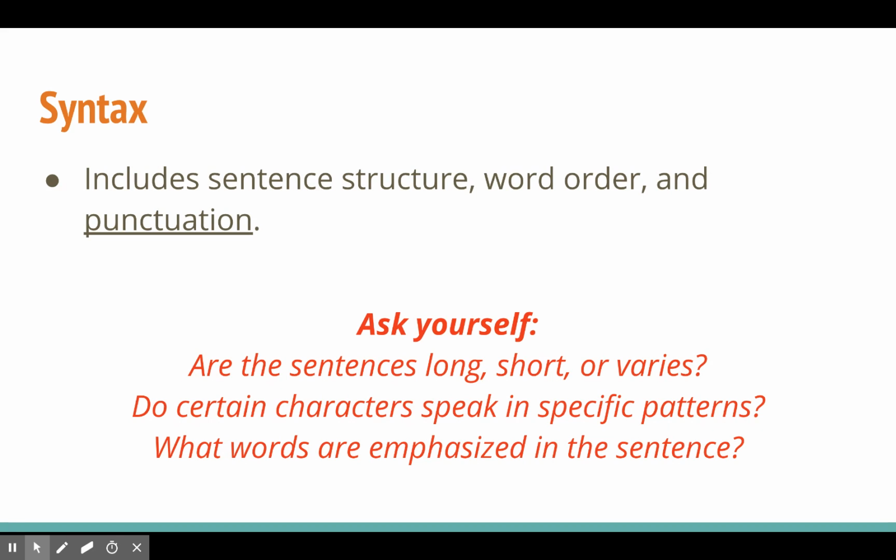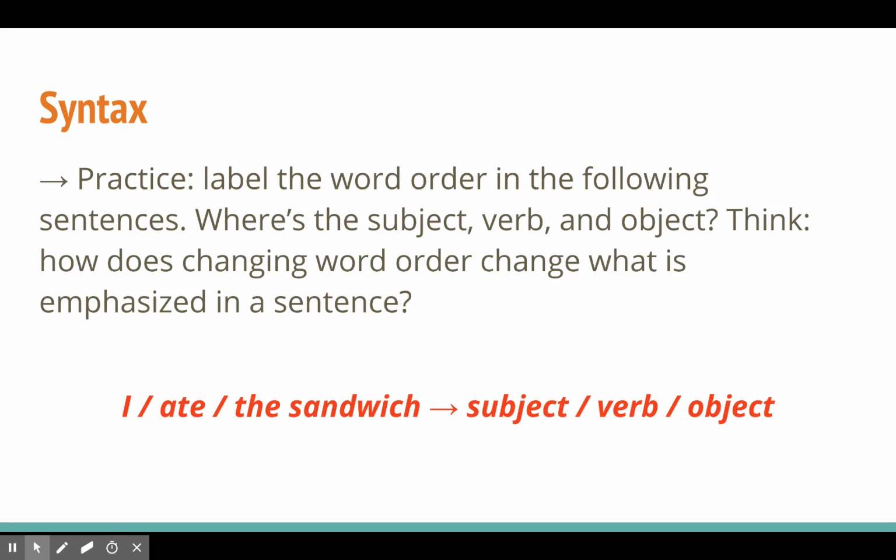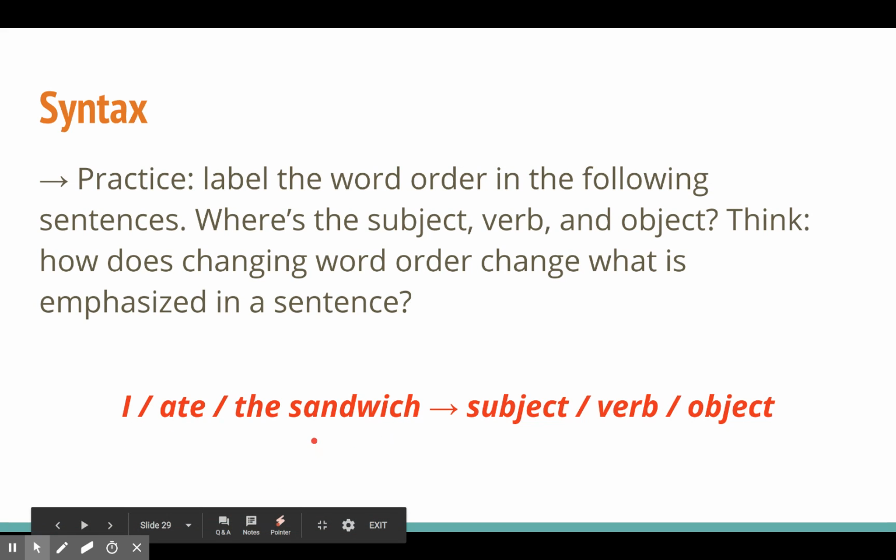Something I want you to understand is that what words an author chooses to emphasize can be influenced by how they are rearranging the words in a sentence. For the practice, you're going to label the word order in the following sentences. I want you to think, where's the subject, verb, and object? And by doing this, you can kind of see how what's emphasized in a sentence changes simply based on word order. So your sample sentence is, I ate the sandwich, which is right now in subject, verb, object order.